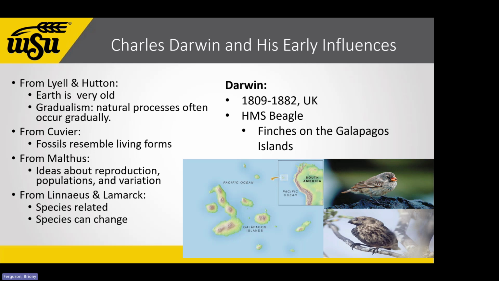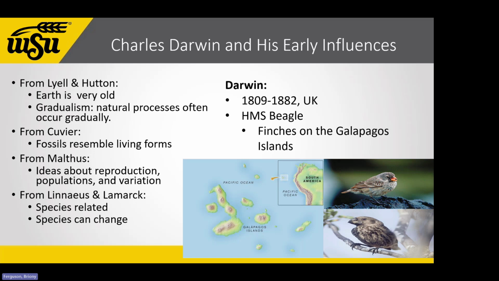From Lyell and Hutton, who were two geologists, he took the idea that Earth is very old and that gradualism occurs. Gradualism is the idea that natural processes often occur slowly and gradually. Lyell and Hutton got this by looking at different strata in the Earth and recognizing that there were different fossils and that they could connect those to different ages of time.